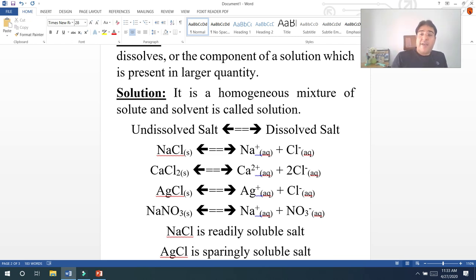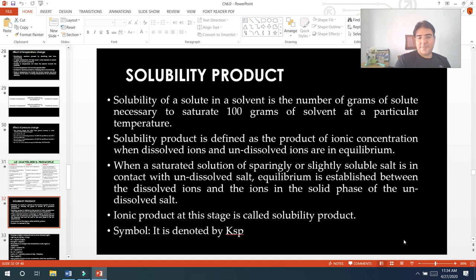And it will also have a kind of Kc. We can apply the law of mass action. Where will the ions go? They will go at the top. And where will the salt go? At the bottom. Products upon reactants. That Kc here is called Ksp, which is called the solubility product. Now let's take a quick review of the solubility product. I hope you will have some understanding from this.